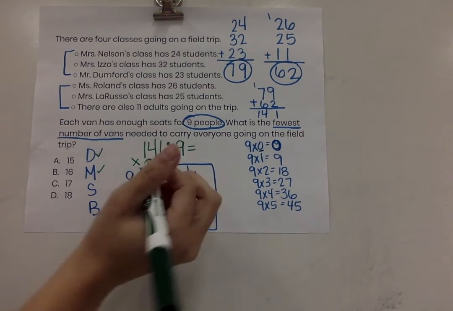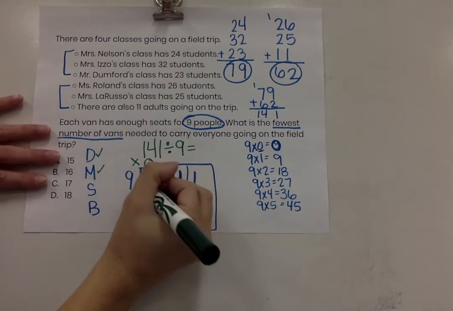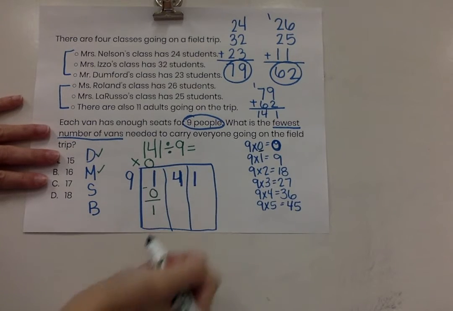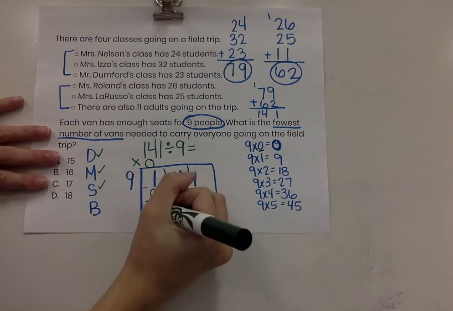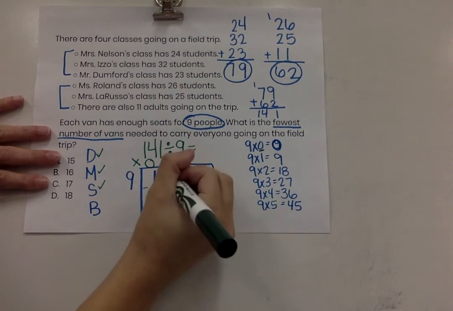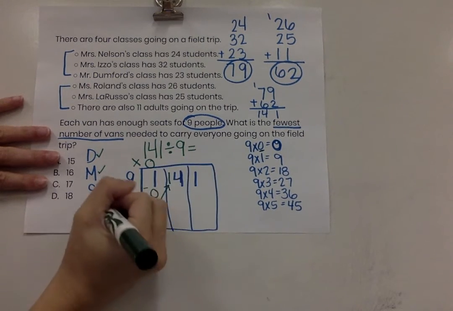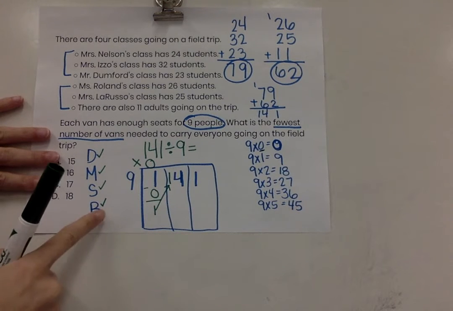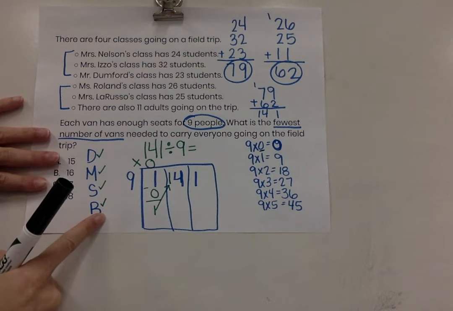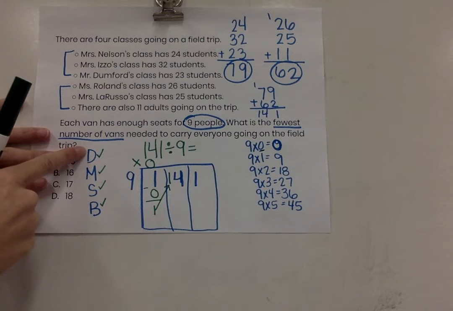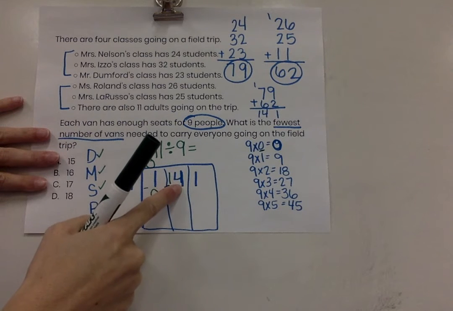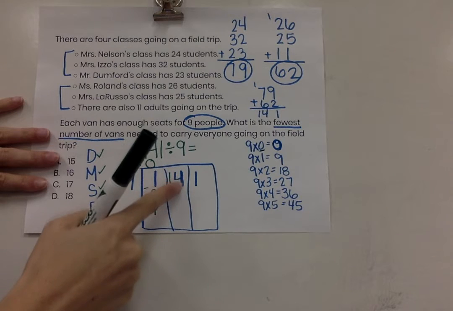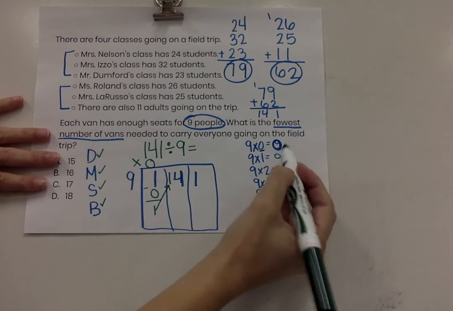Next, we are going to subtract. 1 minus 0 is 1. Check. Next, we're going to bring up. We're going to bring up this 4, and it makes this 1 a 14 now. Check. We just brought up. Now we need to go back up to divide. How many times can 9 go into 14 without going over? Look for 14 over here on our multiples list.